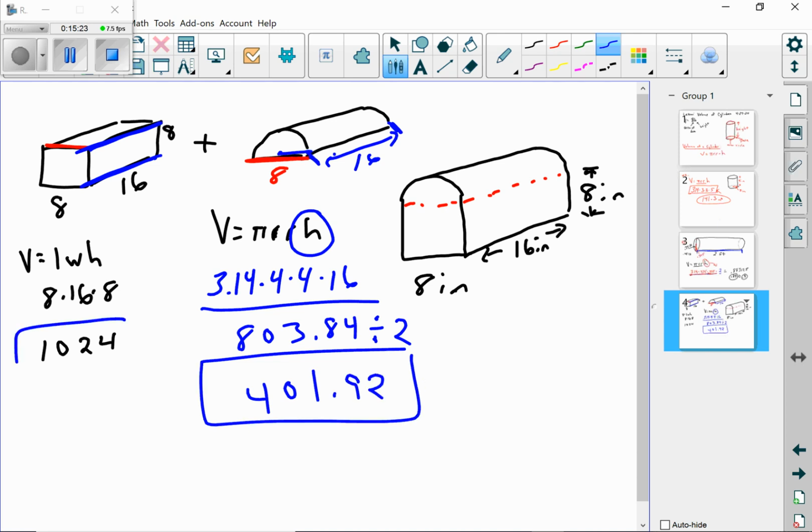We already know the volume of the box. Just add those two together. So this becomes a 1425.92 answer, right?